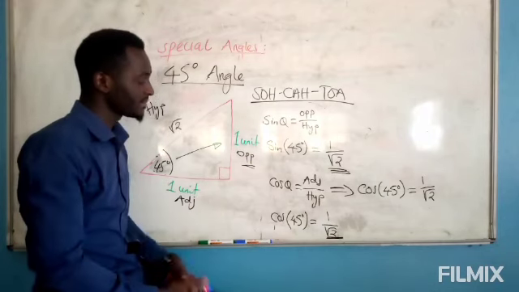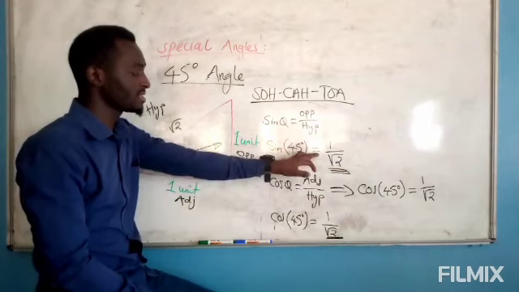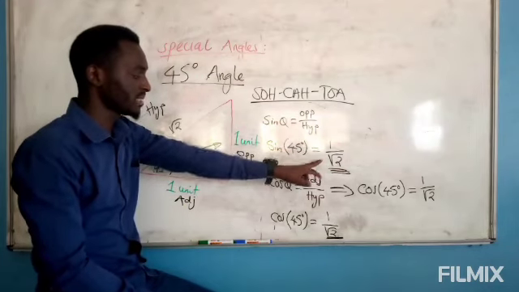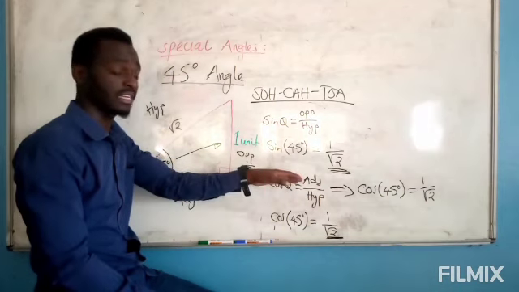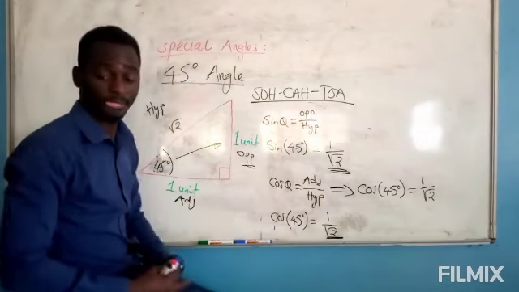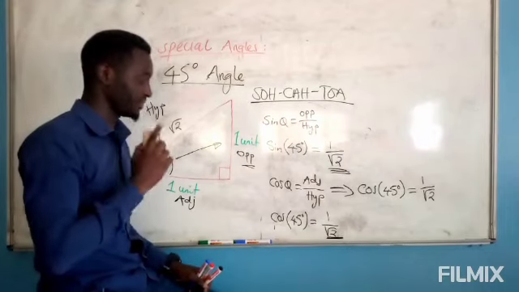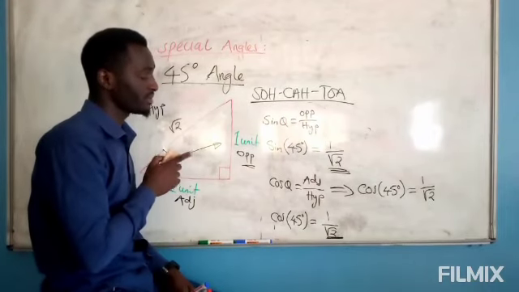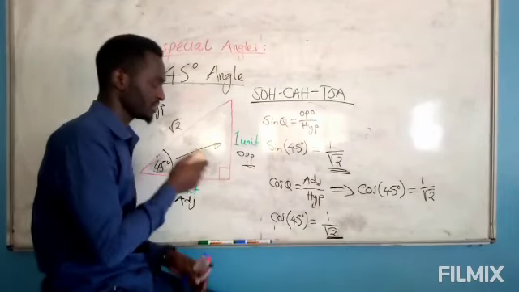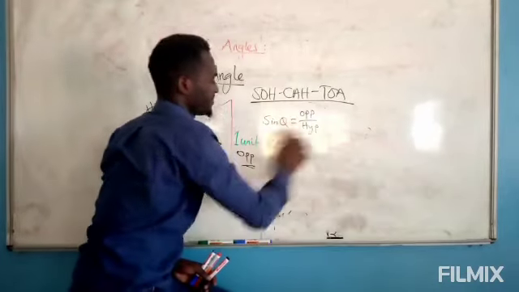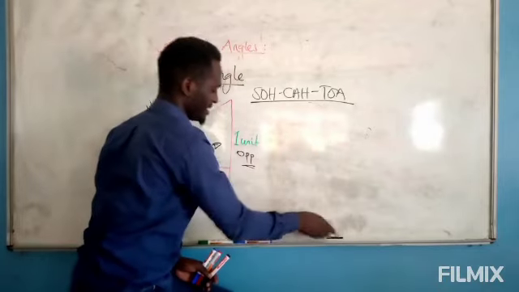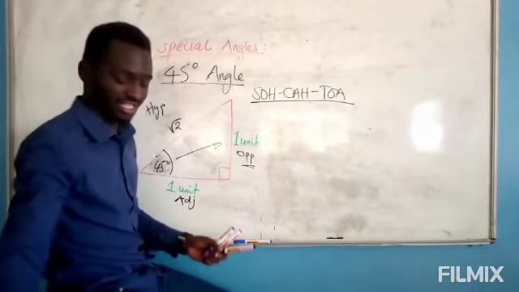So we can see that sine 45 degrees is equivalent to 1 over the root of 2, and cos 45 is also equivalent to 1 over the root of 2. There's one more trigonometrical ratio remaining, which is the tangent. So allow me to just rub this to get some space for tangent.